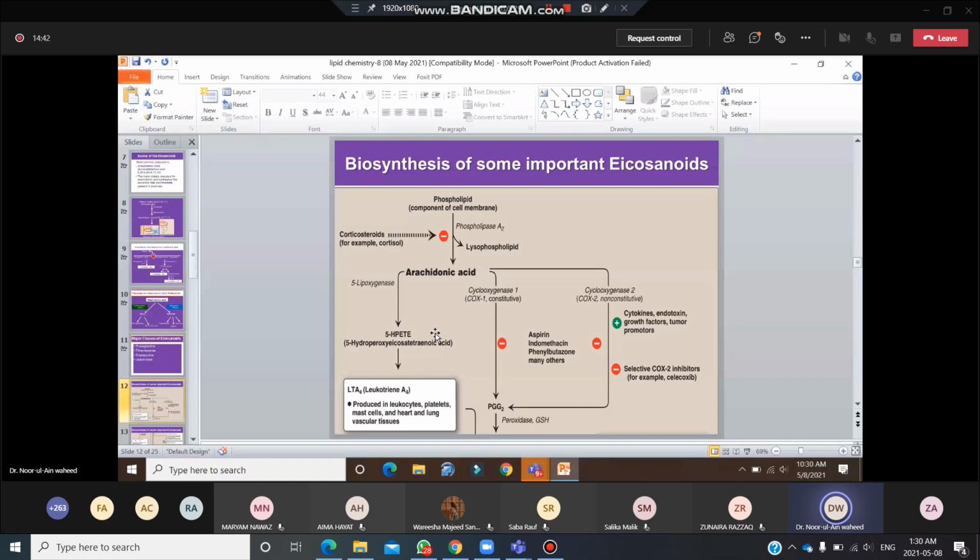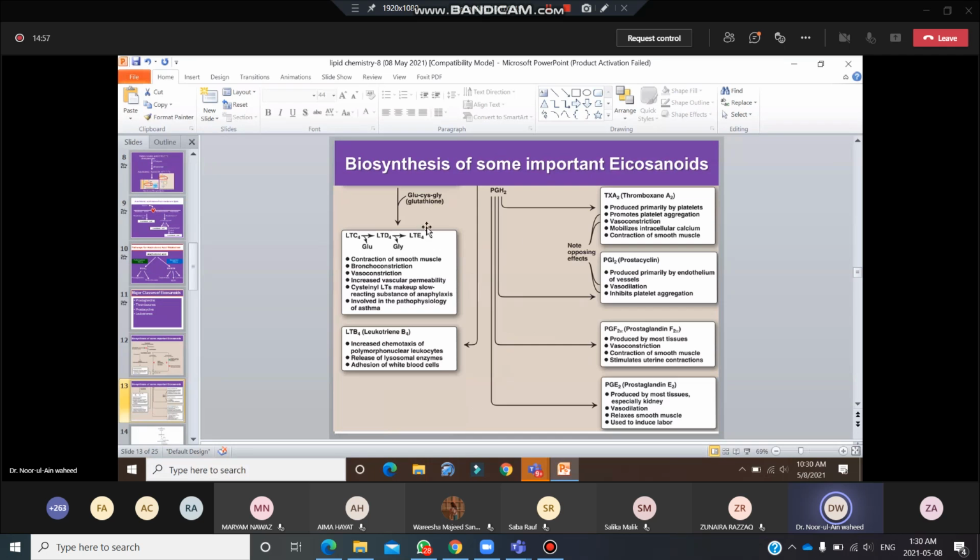5-lipoxygenase, the same compound that is formed, 5-hydroperoxyeicosatetraenoic acid, then makes leukotriene A4. This is a big flowchart given in the Lippincott, so I divided it into two portions. So this is the continuation of the previous slide.